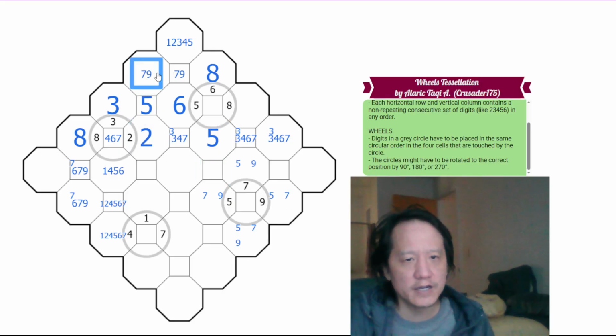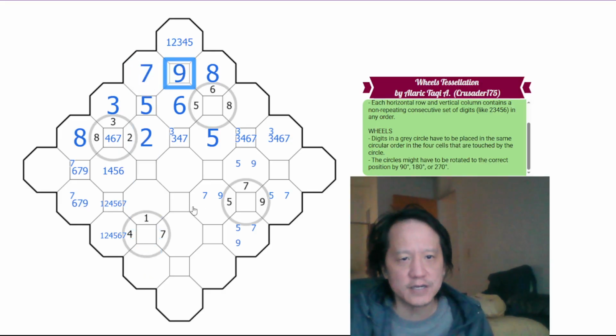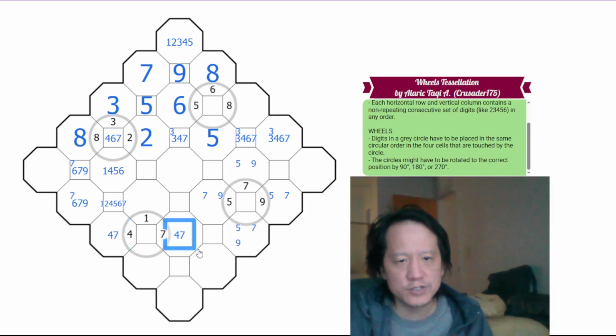2 and 9 cannot form a renban that's 7 in length. So this is 7, that's 9. Therefore, this is 2, 5, 7. 7 cannot be along here. This must be a 4, 7 pair here. So this is 4, 7, 4, 7, which means this can't be 7 here, which means 7 has to be one of these two digits, which means this cannot be 5 and this cannot be 9. This is a 5, 9 pair.